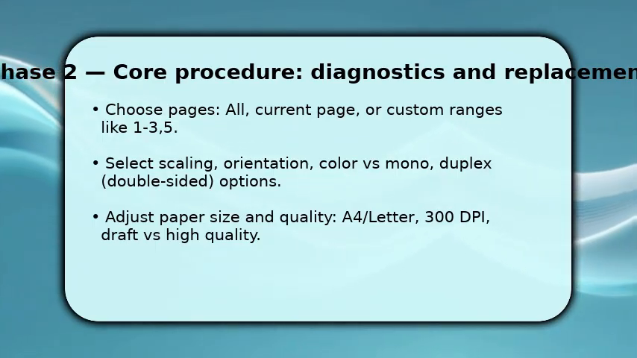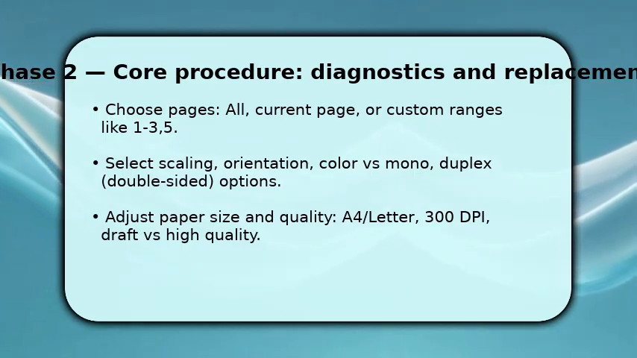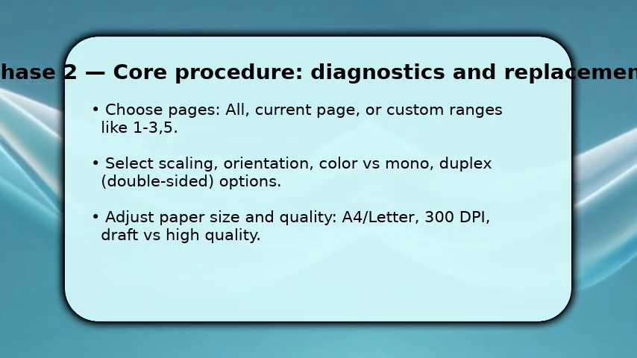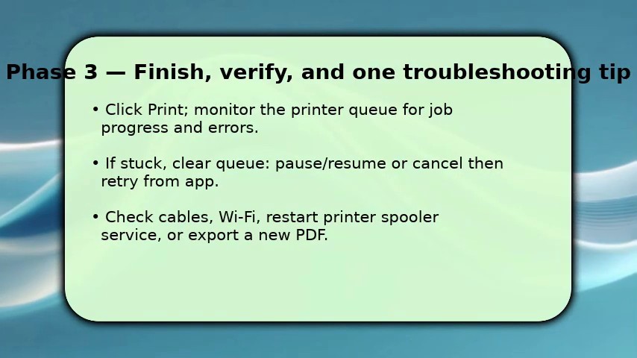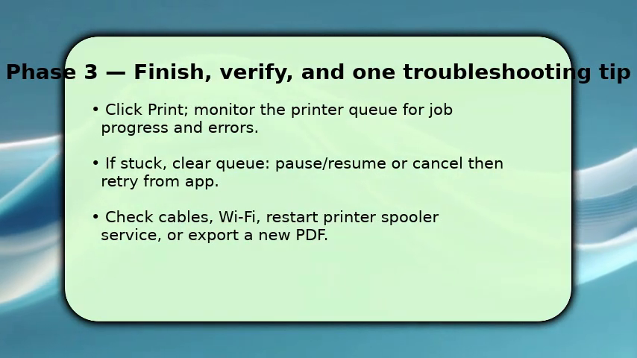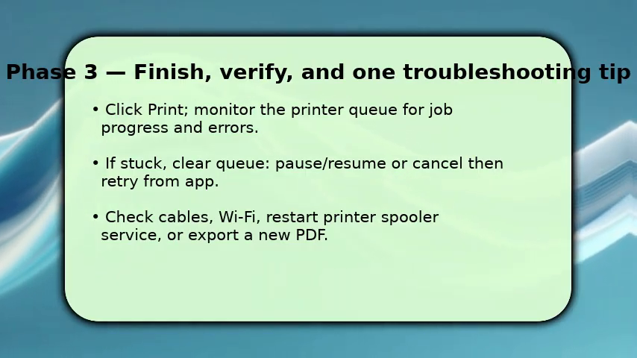This saves paper. Finally, select paper size and print quality. Draft for speed. Now send the job. Click print and watch the queue to confirm your task reached the printer. If the job stalls, open the printer queue, pause and resume, or cancel and reprint. Transient errors often clear this way.